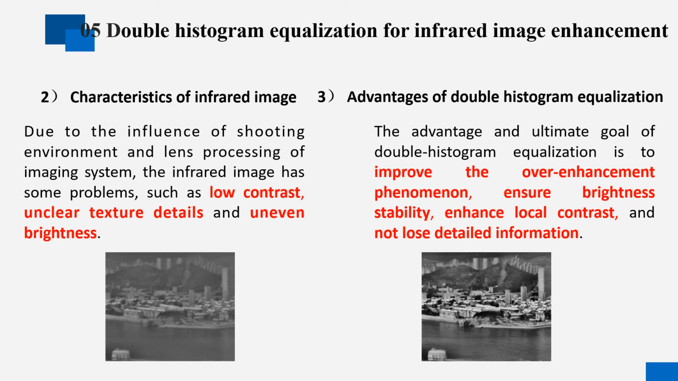Double histogram equalization of infrared image enhancement. Characteristics of infrared images and advantages of double histogram equalization are discussed in this slide. As we can see from this image, it has very low contrast, unclear texture detail, and uneven brightness. If we look at this image, on the other hand, we have a clearer visual appearance and clearer edges of the objects inside the image. So double histogram equalization is a more advanced and better technique to enhance sea level infrared images.